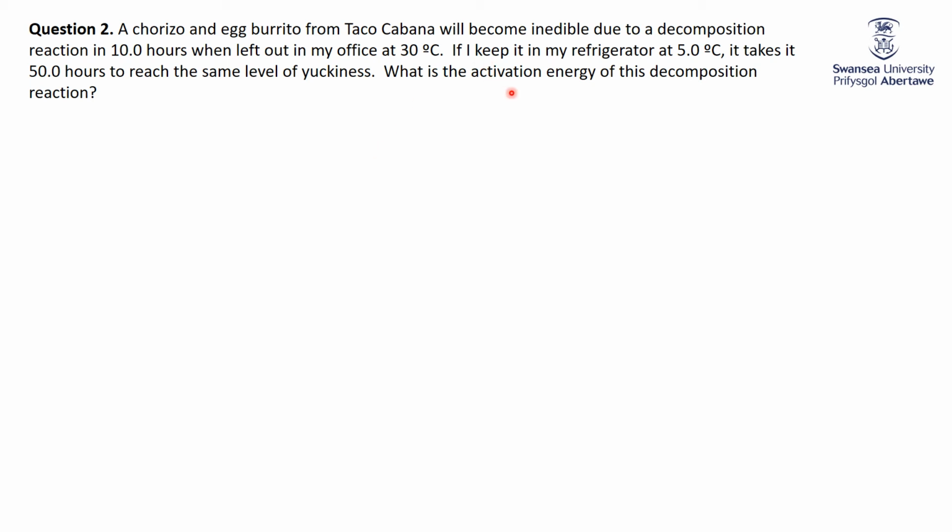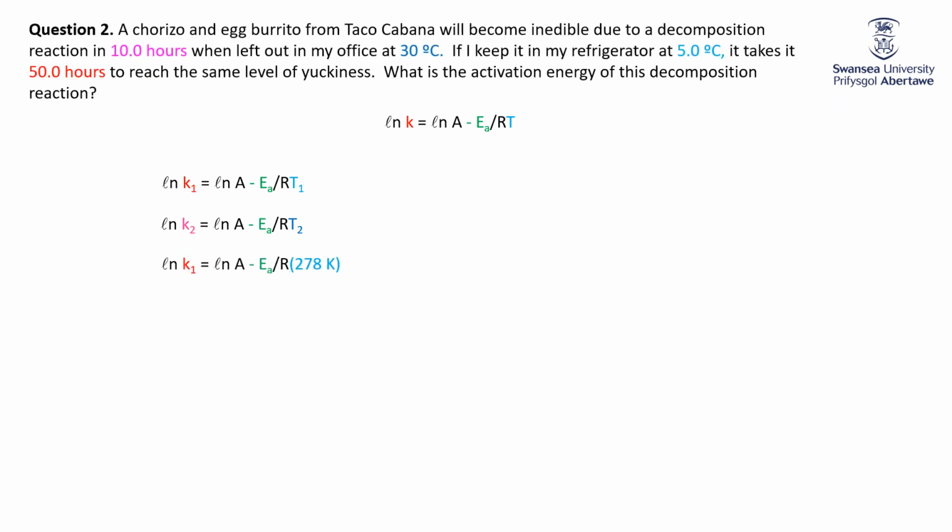Okay, I'm asked for an activation energy. I'm given a couple of temperatures, so it must be to do with the Arrhenius equation. Let's throw in our data at the different conditions, K1 at T1, K2 at T2. Now I know T1 and I know T2, so let's throw those in there. So log of K1 is log of A minus EA over R times 278. Log K2 is log of A minus EA over R times 303.